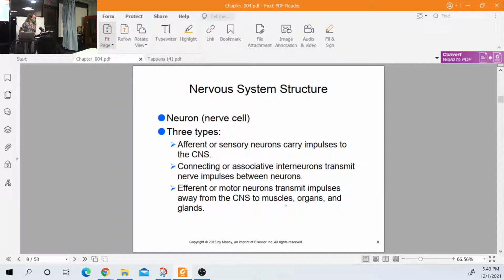Structure of the system. So the nerve cell is called a neuron. That's what they are. And each cell, there's different types. We have afferent, which are sensory neurons. They go towards the brain or CNS. They're carrying sensory information that it has received from the environment, sending it to the brain so the brain can interpret it and tell us if we need to do anything.